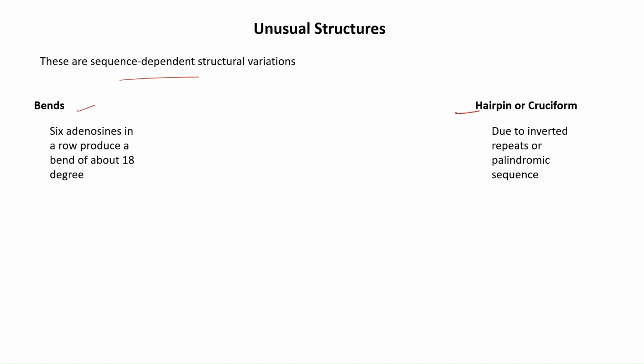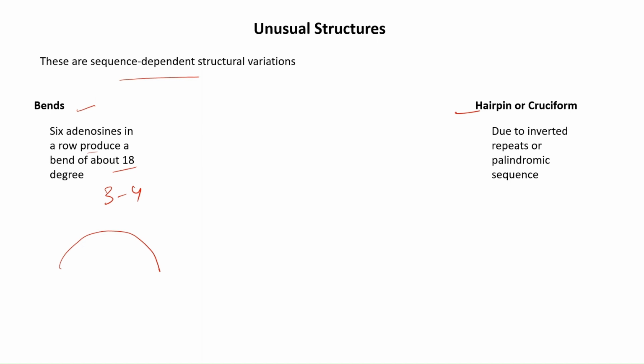Bends form whenever there is an adenosine stretch. If a stretch of 3 to 4 adenosines is there, the DNA bends at that site. Six adenosines in a row produce a bend of about 18 degrees. So DNA will bend like this wherever there are a minimum of 3 to 4 adenosine residues in a sequence. These bends and hairpins are very important during gene regulation, because of these bends, proteins can bind with that particular section of the DNA.